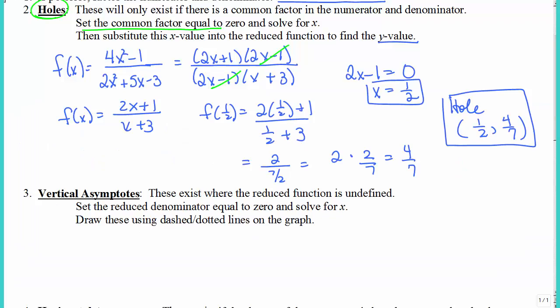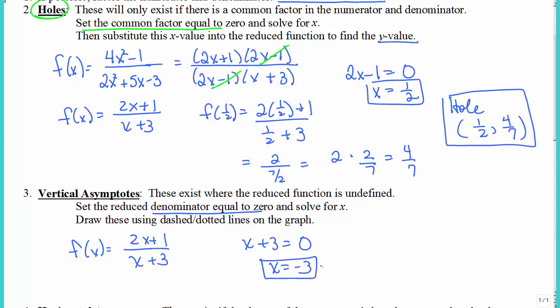Now, how do we find vertical asymptotes? These exist where the reduced function is undefined. So as I go back to my reduced function, now where is that undefined? Well, of course, that's when the denominator equals 0. So we're going to set that denominator equal to 0 and solve for x. And so we would have a vertical asymptote, which I'm going to abbreviate as VA, and we would draw that on the graph as a vertical line, something like that.